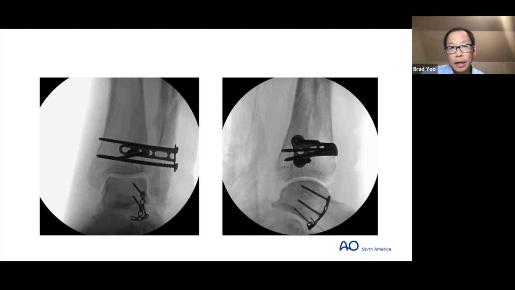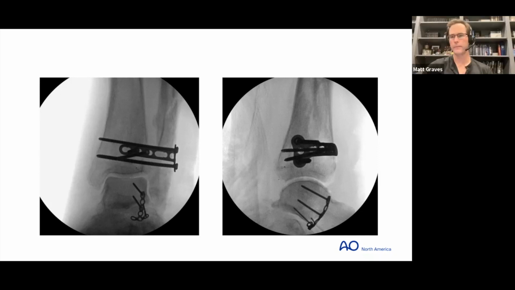Maybe, probably not. It's something that I commonly do just because I like to compress over a larger surface area and maybe minimize chances for iatrogenic fracture of the lateral cortex or something of that nature. But from a biomechanical standpoint, provided the lateral cortex is intact, I don't think it really gives you that much more. Yeah, I agree with what Brad said.